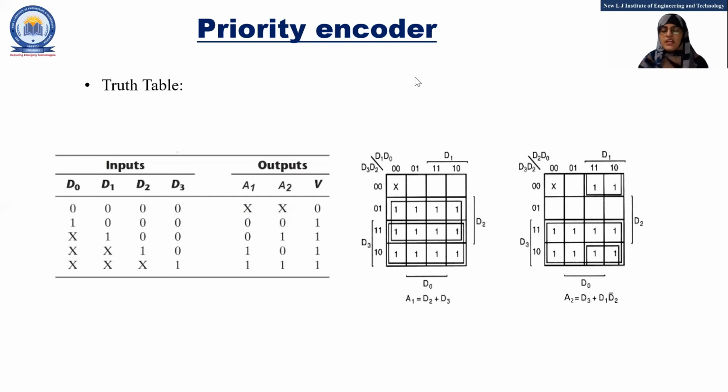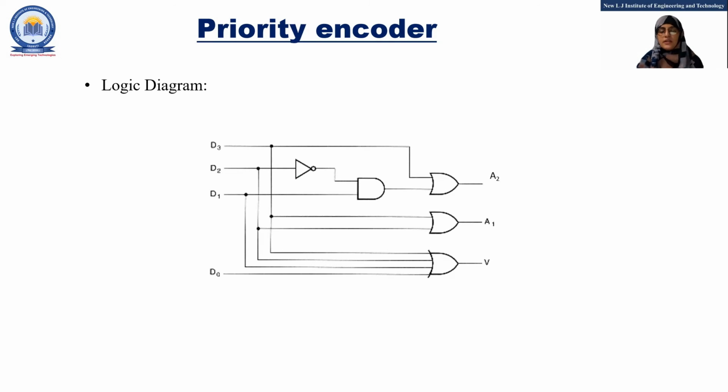So this K-map will give the equation A1 equals to D2 plus D3. For output A2, the equation will be D3 plus D1 plus D2 bar. Here is the logic diagram of the priority encoder. For valid bit V, it is the OR of D3, D2, D1 and D0. And as per the equation, output A2 is generated, and as per the equation, output A1 is generated.